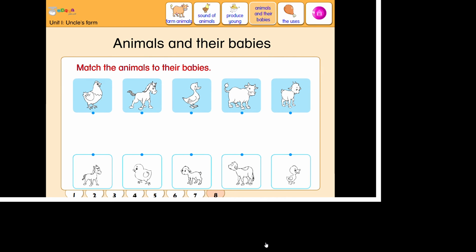Match the animals to their babies. The hen goes to its young. It's called the chicks. The horse goes to the foal. The duck goes to the ducklings. The cow and its calf. The goat and its kid.